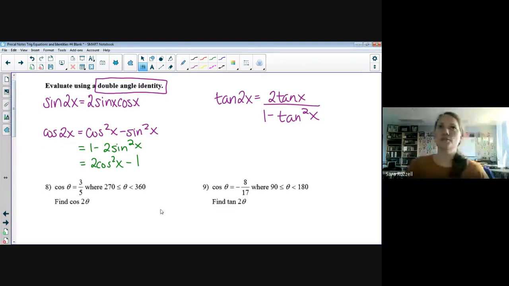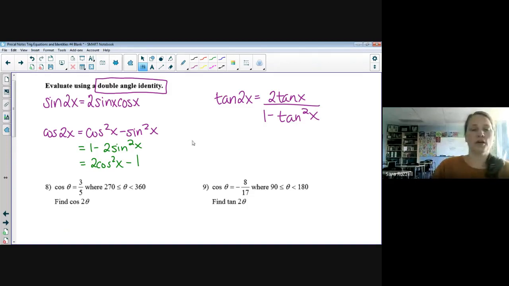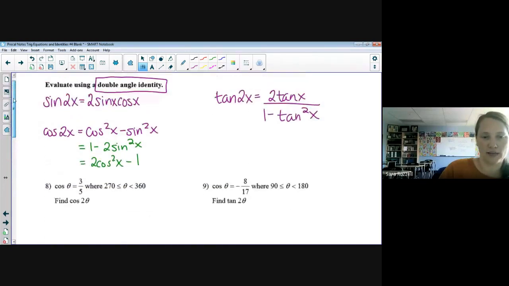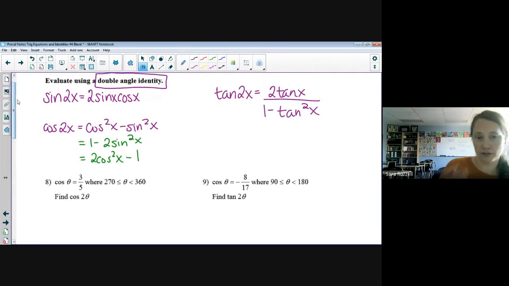We have 2 types of problems that we'll use these for. The first one, they're giving us one of our trig functions and they want us to find a double angle. So we're going to have to do some substitution. And the second kind are equations where we can't solve them with a 2 theta in there. We have to replace it with one of our identities, just like we did with the Pythagorean ones last time. Probably not as much factoring though. Okay.